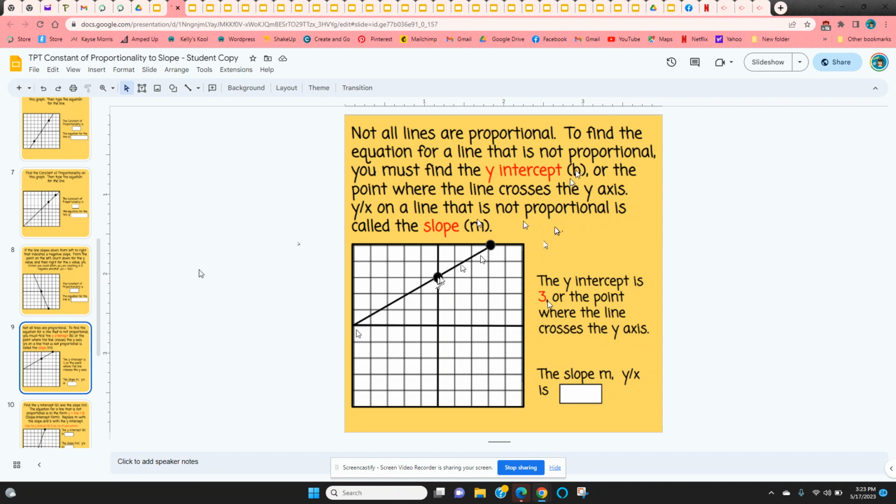Now the slope, we call it slope. Now in the formula, it's m. So slope is, again, y over x. So up 2 to the right 3, and the slope is 2/3.